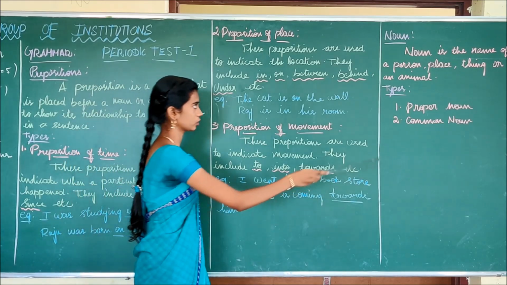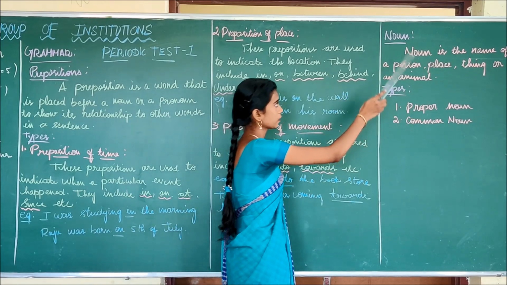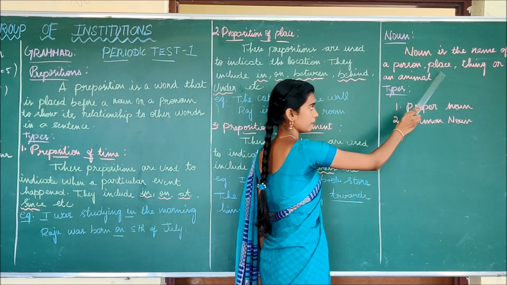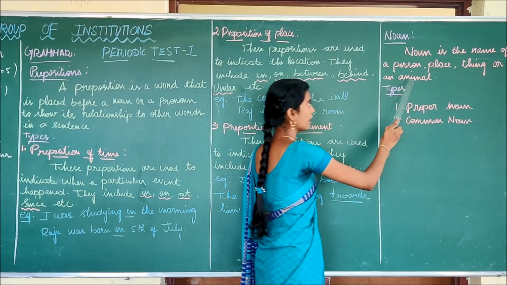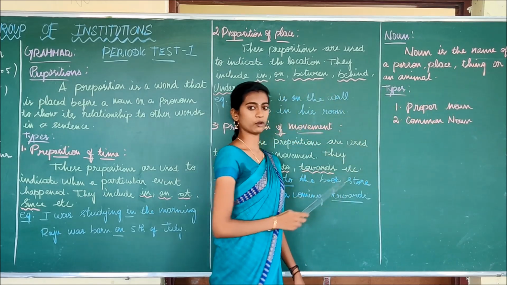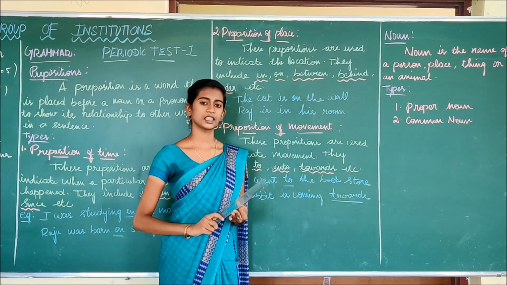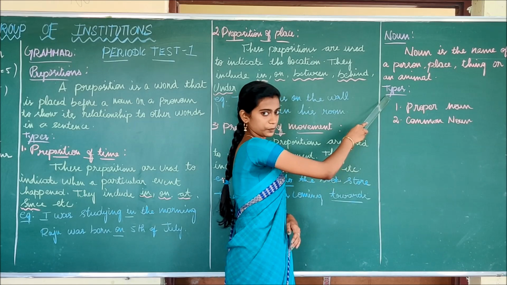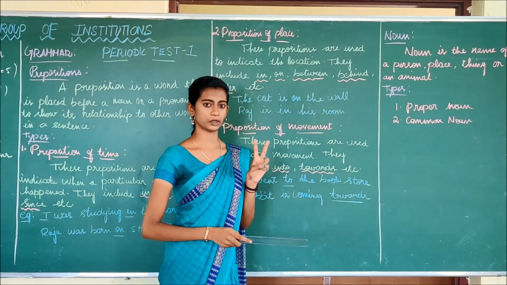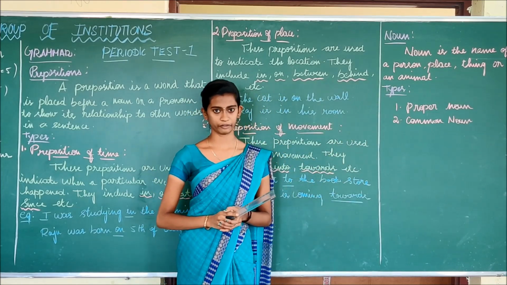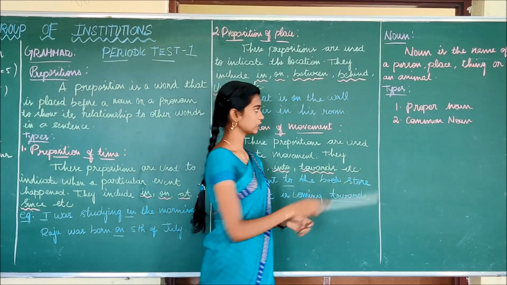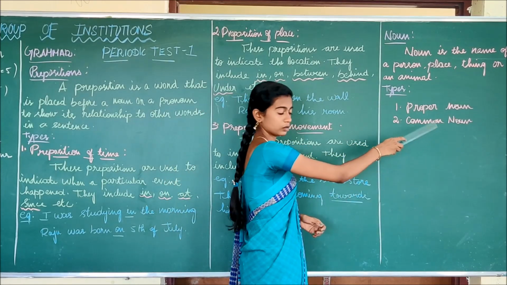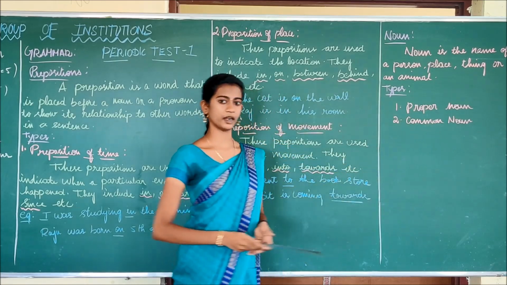Okay, next we are going to discuss the noun. So what is meant by noun? Noun is the name of a person, place, thing or an animal. So next we are going to see the types of noun. There are many types of noun, but we are going to discuss only two types: proper noun and common noun.